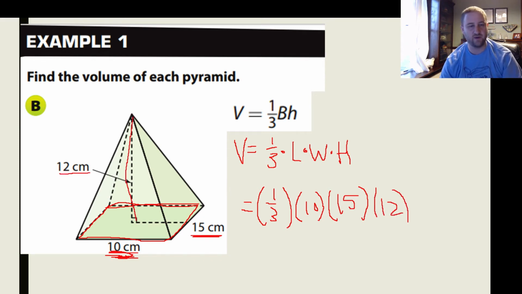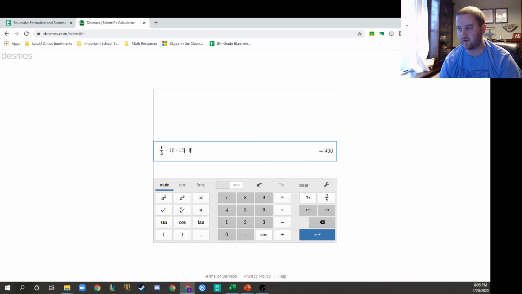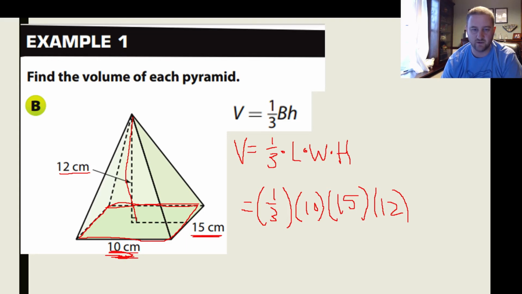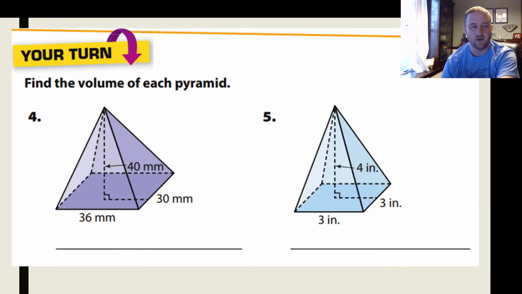Okay, so we're going to come back over to Desmos, plug in. We can just go back in here actually and change our values from the last one we just did. So 10, 15, and 12. And you can see we get 600 is our volume. 600. And we look here, it's centimeters cubed. Okay, that's our volume.